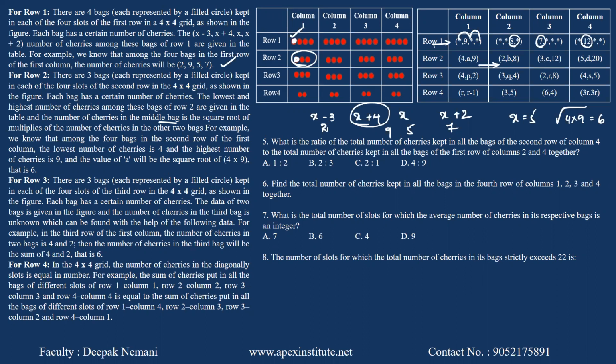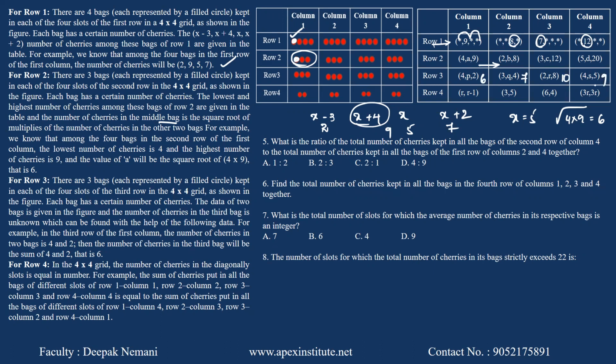Now in row 3, there are 3 bags again kept in each of the 4 slots of the third row. What is the logic to determine the values of P, Q, R, and S? The data of 2 bags is given in the figure and the number of cherries in the third bag is unknown, which can be found with the help of the following data. For example, in the third row, first column, the number of cherries in 2 bags is 4 and 2, and the number of cherries in the third bag will be the sum of 4 and 2. So the value of P will be 6, Q will be 7, R will be 10, and S will be 9.